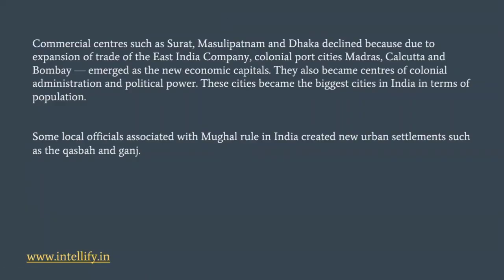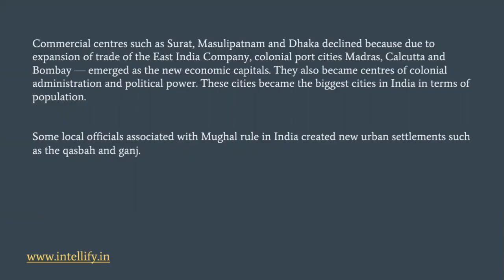What they are telling here is, as the East India Company expanded further and further, cities like Surat, Masulipatam and Dhaka lost their importance, and on the other hand, cities like Madras, Calcutta and Bombay were gaining importance and emerged as new economic capitals. They also became important centers of colonial administration and political power. As a result, people started coming and settling in these cities in large numbers, and so these three cities also had a large population. They became the biggest cities in India in terms of population too.